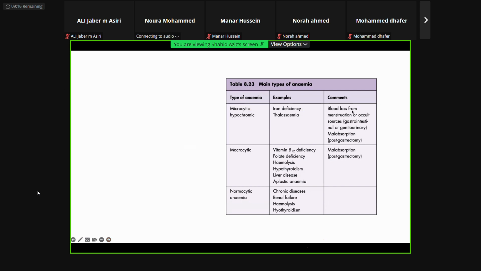And remember that blood loss from menstruation or occult blood loss from gastrointestinal or genitourinary tract or malabsorption, including surgery such as post-gastrectomy, will lead to microcytic anemia. Malabsorption, again after surgical removal of the stomach, can also give rise to macrocytic anemia. So post-gastrectomy, you can have both microcytic hypochromic anemia as well as macrocytic anemia.